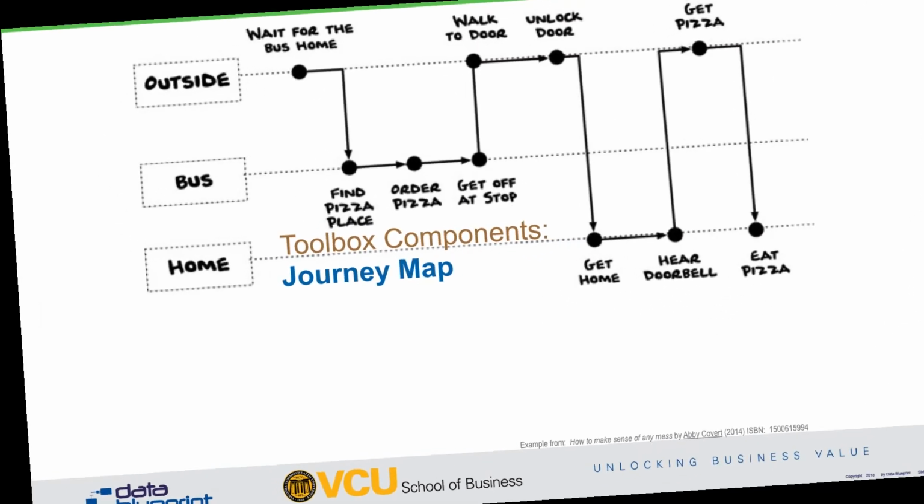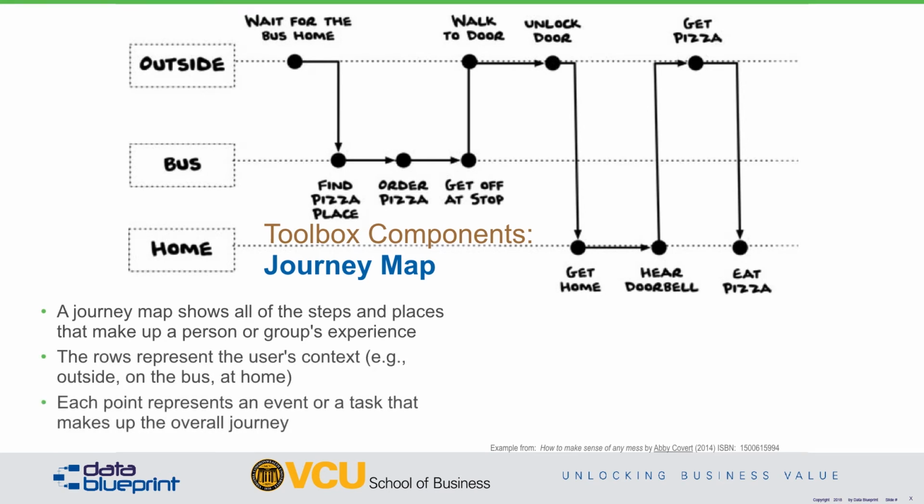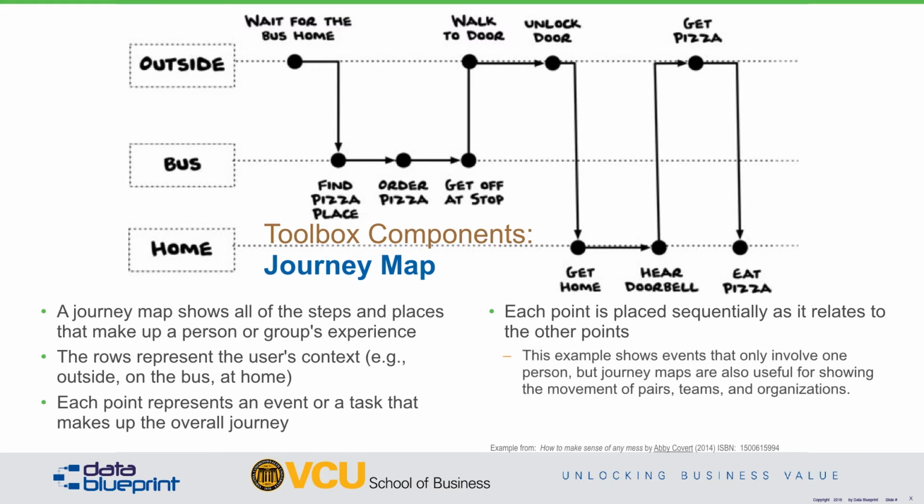Finally, a journey map here. All right, how am I going to get the pizza? Well, I'm outside. I'm waiting for the bus to go home. The bus takes me to the pizza place. I order the pizza, get off at the stop, walk to the door, unlock, hear the doorbell, eat the pizza, right? Again, all the steps that somebody goes through as they are experiencing the entire process of satisfying their hunger for pizza in this case.